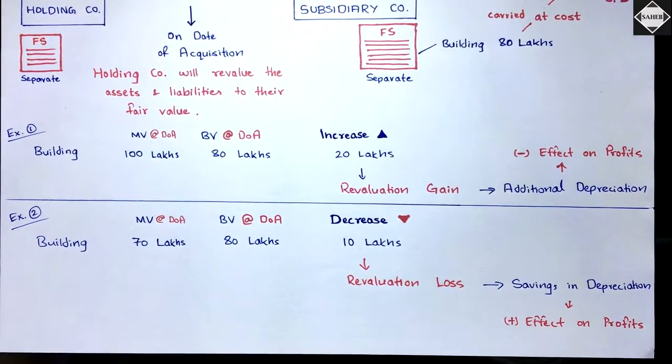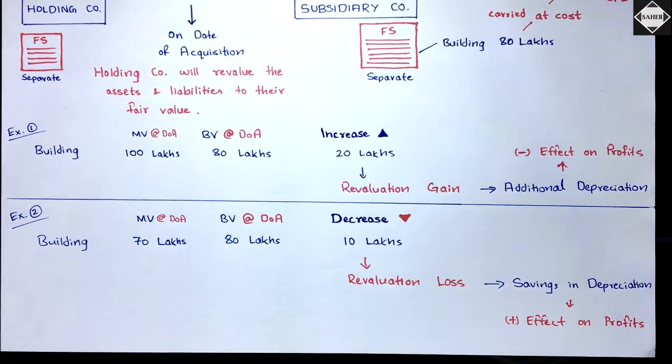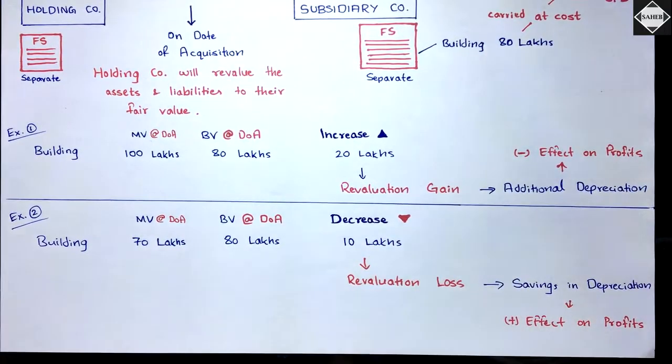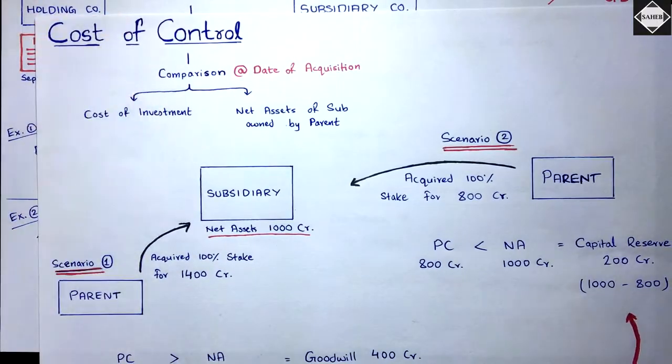Yes. So do you understand? These are the two scenarios that we can have in this adjustment. Revaluation gain or revaluation loss, additional depreciation or savings in depreciation. Now, understand properly, how does the revaluation affect our working notes and everything? Revaluation affects our cost of control, isn't it? How does this affect cost of control?